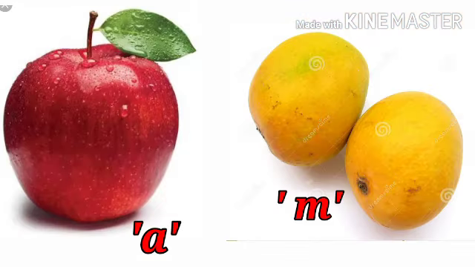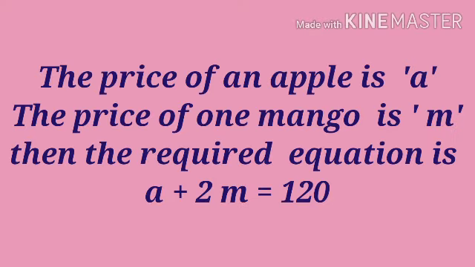If the price of an apple is A and 1 mango is M, for 2 mangoes its price will be 2M. Here "and" represents the sum, the addition of A and 2M. Then the required equation is A plus 2M is equal to 120.